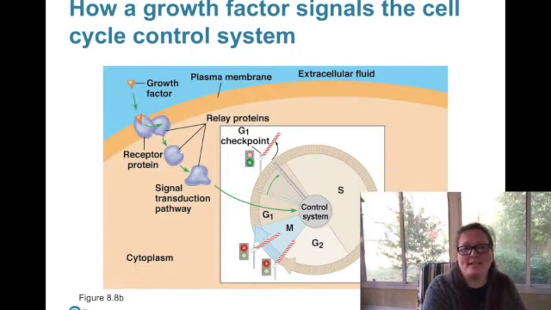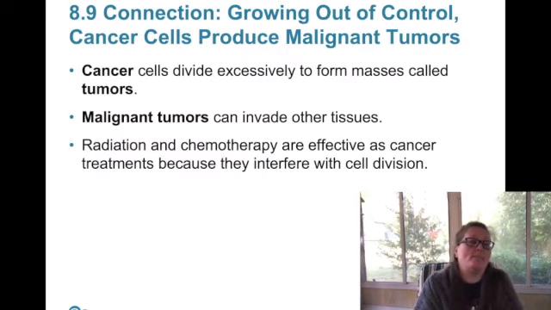Just showing you more of exactly what's happening, the growth factor, the proteins, that kind of thing. Now, that brings us to cancer. Cancer cells divide excessively to form masses called tumors. We have malignant tumors that can invade other tissues. Malignant means it's going into something else. Benign means that it's harmless.